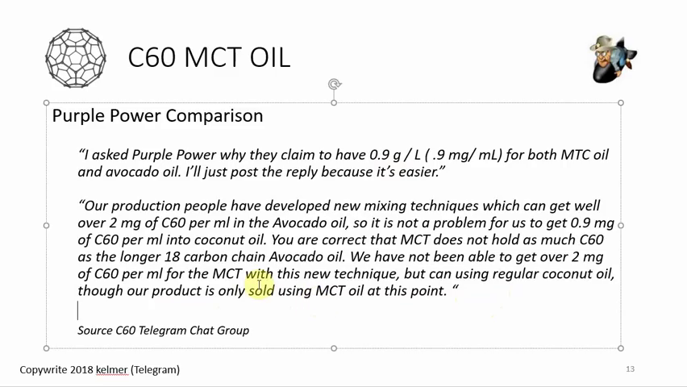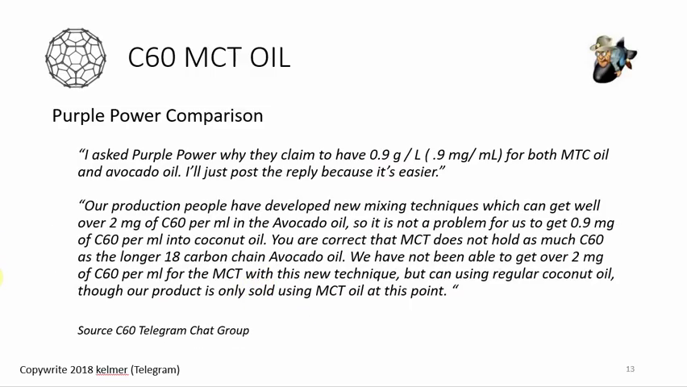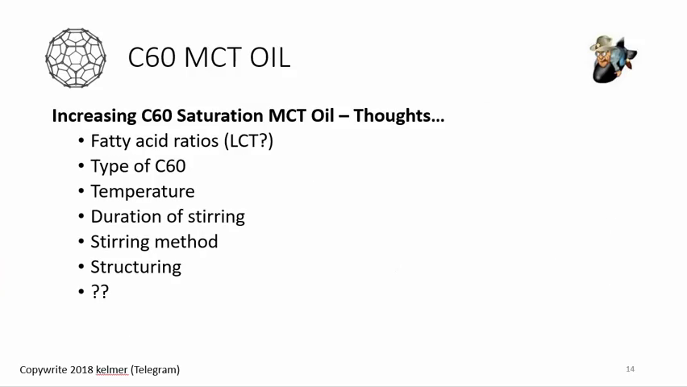So Purple Power is able, per their claim, to get 0.9 milligrams per milliliter of C60 in MCT oil, but the rest of us get like less than that. So I just wanted to throw this out there. How do you increase the C60 saturation in MCT oil? Well, so what are your thoughts?